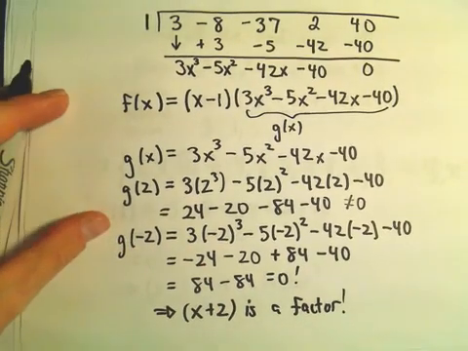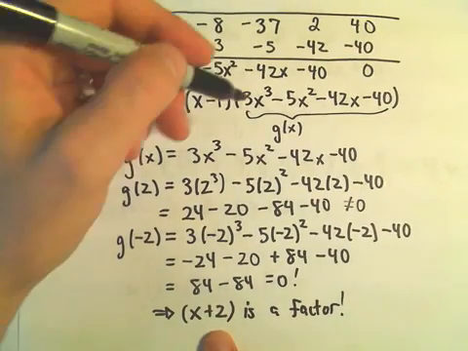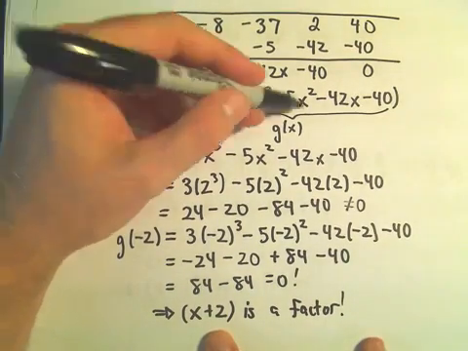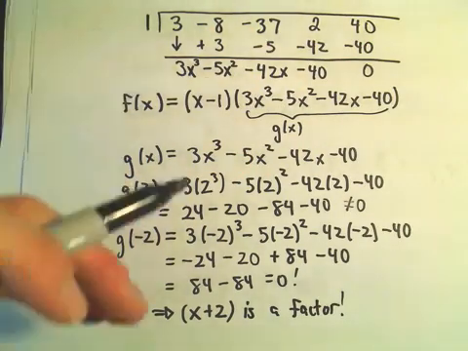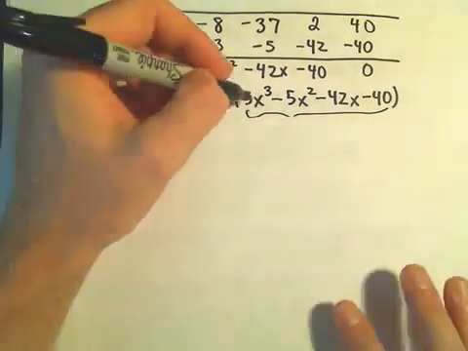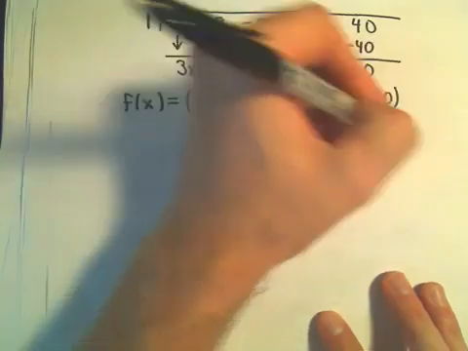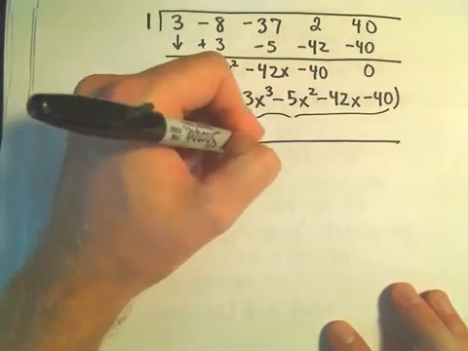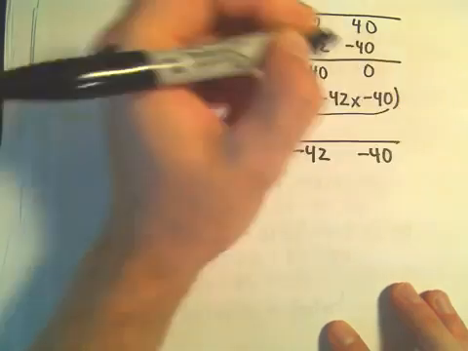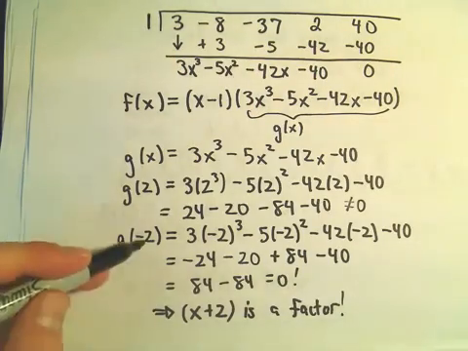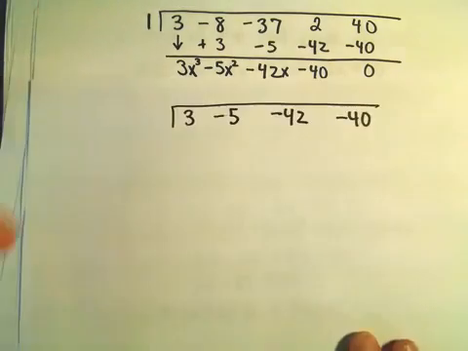So what I'm going to do now is I'm going to do synthetic division on my factor g of x to sort of help us break it down a little bit further. Okay, so I'm going to take the coefficients. We've got 3, negative 5, negative 42, and negative 40. Again, our 0 was negative 2, so that's what goes on the outside.